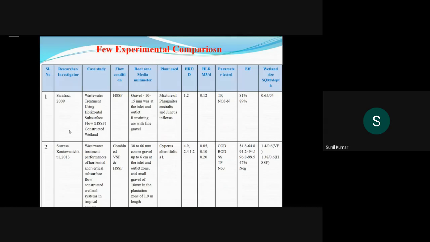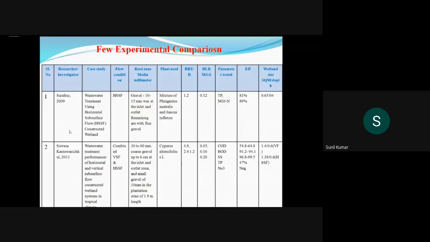As I told, different people have made different kinds of constructed wetland, with different plants and configurations. Initially they made free floating, then horizontal flow, then vertical flow. The advantages and disadvantages of each type have been compensated, and combinations of constructed wetlands are being used. We can see vertical flow and horizontal flow, and they are using a mixture of Phragmites australis.